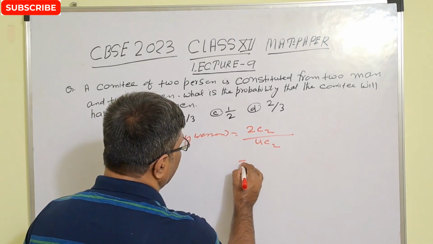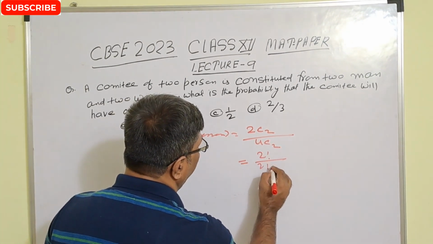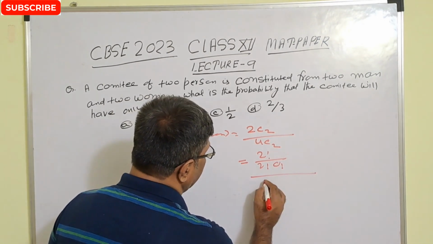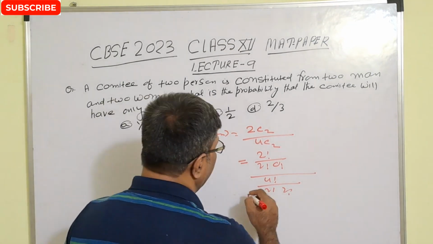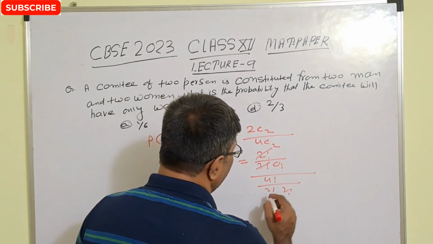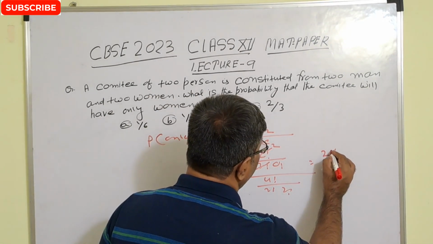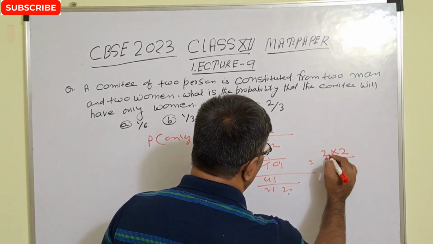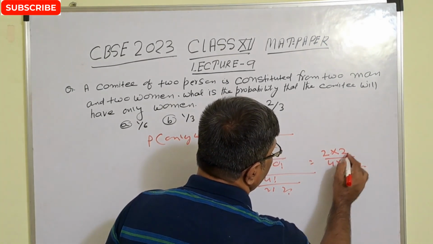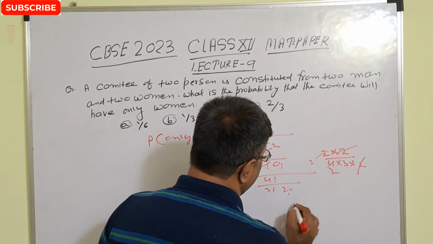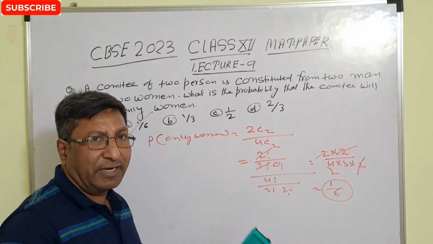So we can solve this question very easily. This is 2 factorial and 0 factorial. In the same way 4 factorial, 2 factorial and 2 factorial. So we can write this and this cancel. So this is 2 factorial into 2 factorial, and 2 into 2, divided by 4 into 3 into 2. So this cancels, this cancels. So our correct answer is 1/6, right answer.